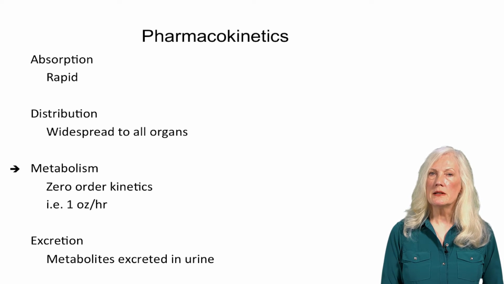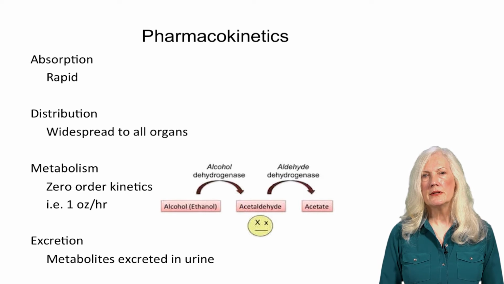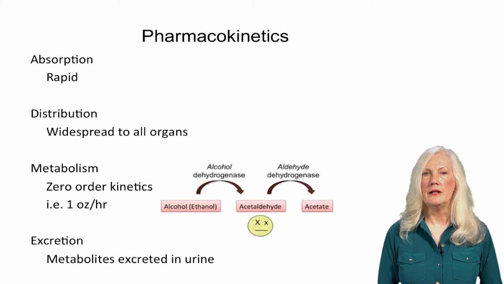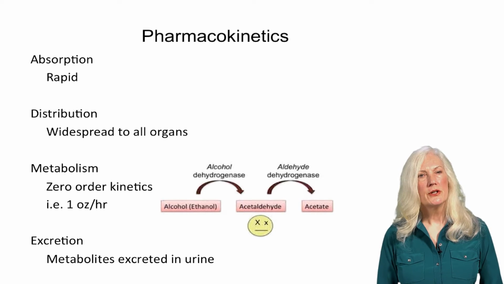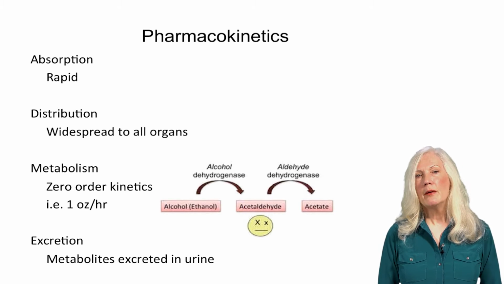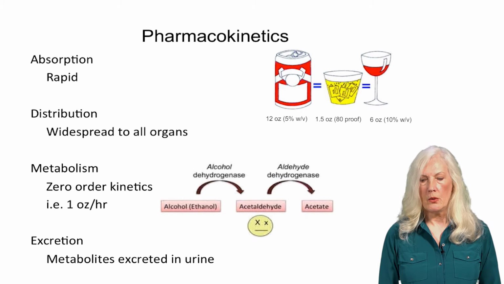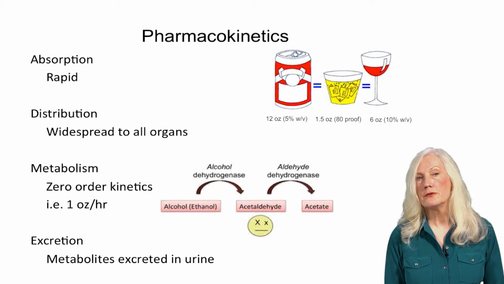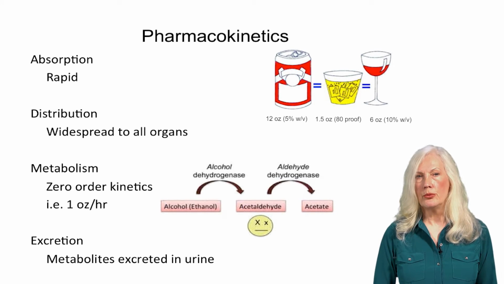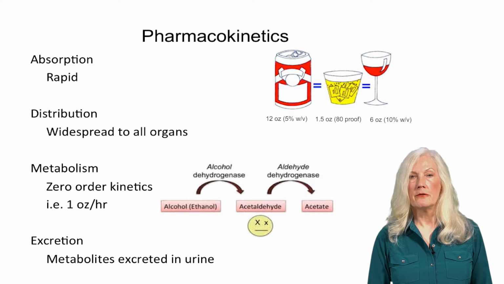Metabolism is primarily responsible for the termination of alcohol's actions in the body. Metabolism happens in the liver by the enzymes alcohol dehydrogenase, followed by aldehyde dehydrogenase. Because these enzymes are easily saturated by even low concentrations of alcohols, metabolism is by zero-order kinetics at a rate of about 1 ounce per hour. Now, in terms of beverages, for easier comparison, 1.5 ounce of hard liquor, that would be an 80 proof mix, is equivalent to about 6 ounces of wine or 12 ounces of a 5% beer.